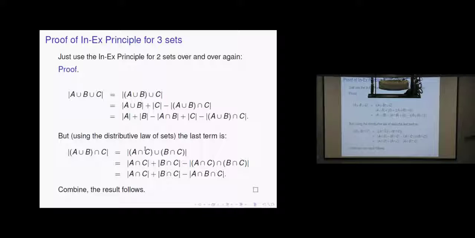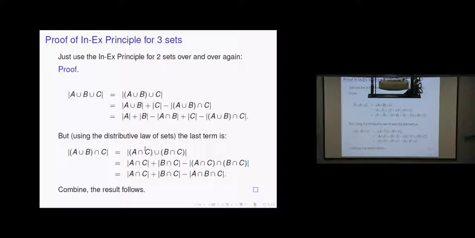So for the 3 sets, I view it as a union of 2 sets. I merge A union B as 1 set. Now by the inclusion-exclusion principle for 2 sets, the size of the union of 2 sets is equal to the size of the first set plus the size of the second set minus the intersection. Now this is a union of 2 sets, so I use this principle again. So this is the size of A plus size of B minus size of A intersect B.